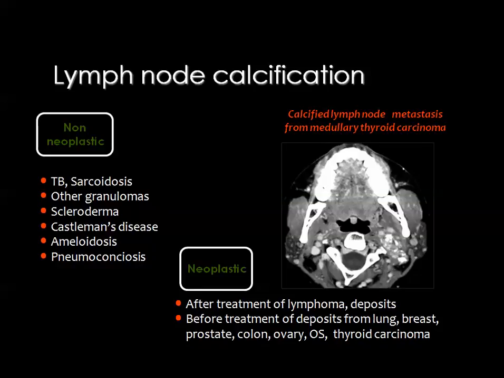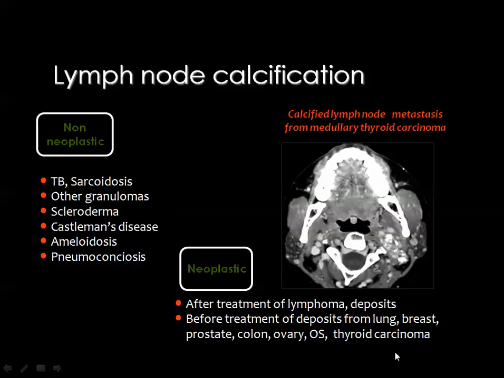neoplastic and non-neoplastic conditions. In cases of non-neoplastic conditions, TB and sarcoid are on the top of the list. Other granulomas, scleroderma, Castleman disease, amyloid, and pneumoconiosis. On the neoplastic side, you have lymphoma and metastasis after treatment, and deposits coming from the lung or the breast or the colon, especially the mucinous type. Some nodes from the prostate, ovary, osteosarcoma, and thyroid carcinoma may contain calcium.